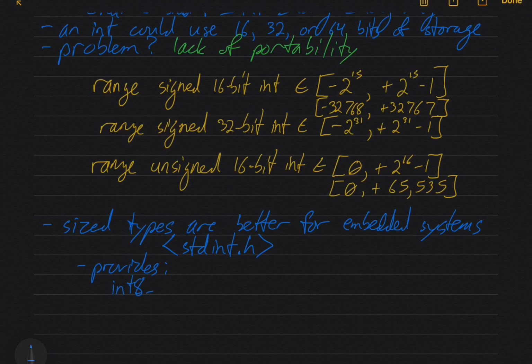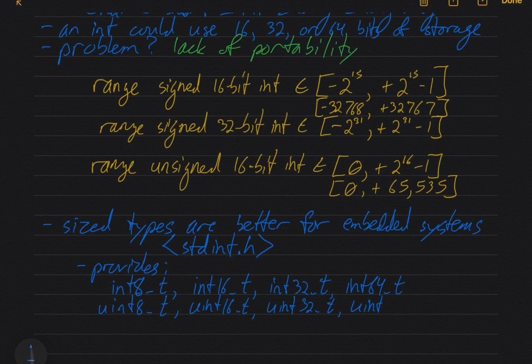int8_t, so that's 8 bits of storage. int16_t, int32_t, and int64_t. And then there's the unsigned variant. So unsigned uint8_t, uint16_t, uint32_t, and uint64_t. So these are signed, these are unsigned, and no matter what processor you compile and run your code on, you know the exact number of bits that are used to store that number, and that will give you predictable behavior between processors.